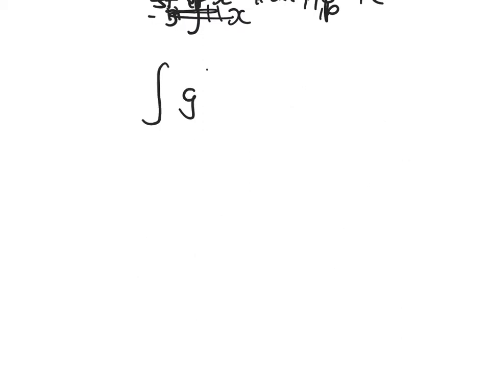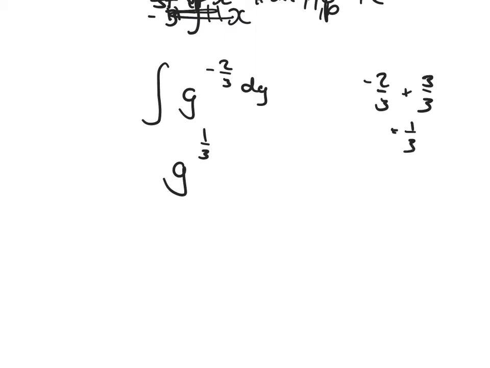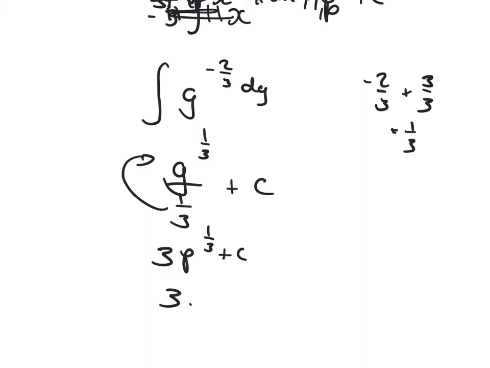Okay, we're going to integrate g to the minus 2/3. So add 1 to the power, that will be g to the 1/3, and that's because minus 2/3 plus 1 is minus 2/3 plus 3/3, which is 1/3. G to the 1/3 divided by 1/3 plus c. So 1/3, flip it over, that will be 3 over 1, which is 3g to the 1/3 plus c, which is 3 lots of the cube root of g plus c, since a to the 1 over n is equal to the nth root of a.